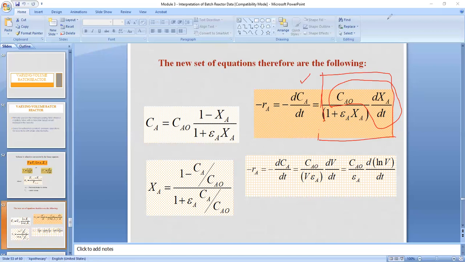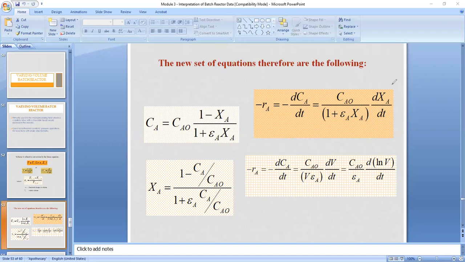Now, another way of expressing the rate as well is the one that you see here below, wherein your negative dCA/dt is expressed this time in terms of the change in the volume. So I'd like to annotate here.